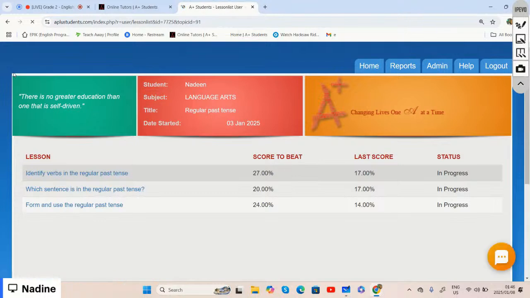So this is basically the end of our lesson on regular past tense. We said when we have our verb in the regular past tense, then it means that the form of the verb changes. All we do is we add a D or we add an ED to our verb to change the verb from the present tense to the past tense to show that something had happened in the past.